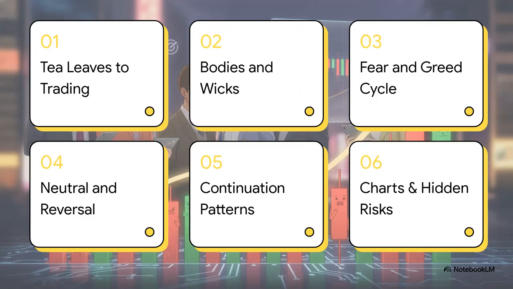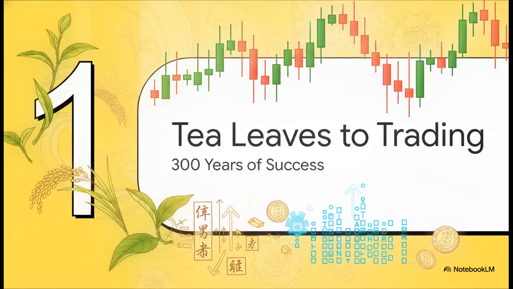Okay, let's dive right into this. Here's our syllabus for today. First, from tea leaves to trading. Second, anatomy, bodies and wicks. Third, the fear and greed cycle. Fourth, neutral and reversal patterns. Fifth, continuation patterns explained. And finally, real charts and hidden risks. All right, Section 1, from tea leaves to trading.